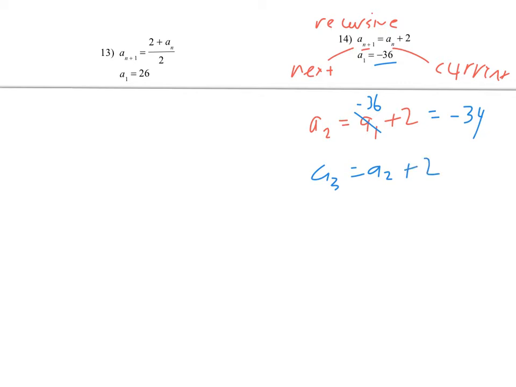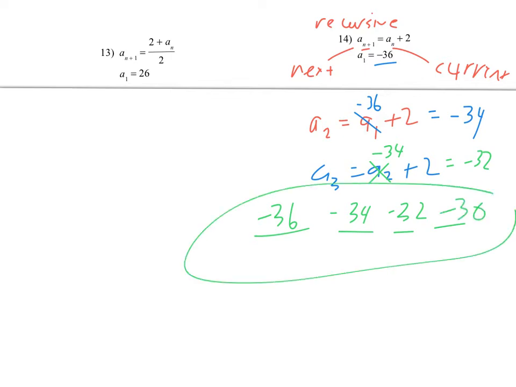So once again then, I can just cross this out and actually put negative 34 there. So that's going to be negative 32. And you can kind of just take out the pattern now in your head. So just follow it along, just adding 2 every time. So the next one would be negative 30. There you go.